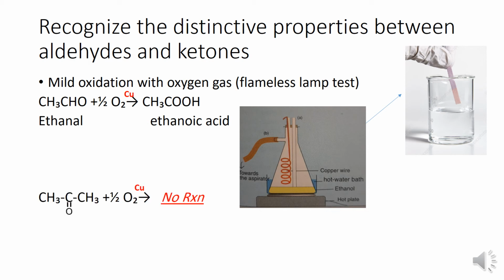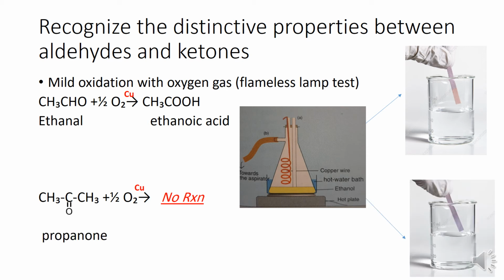If you have, let's say, a ketone, the ketone plus half O2, which is propanone, use the test sample from this one and use the litmus paper, the blue litmus paper, it stays blue. So no reaction takes place here because the ketone does not undergo continuous mild oxidation. Now let's move to the second test.